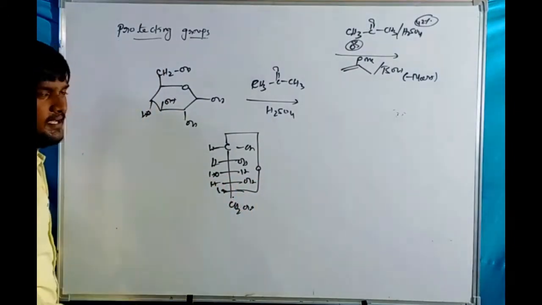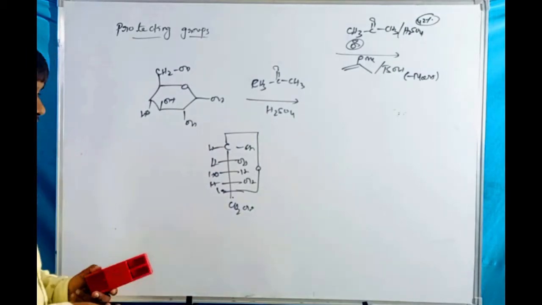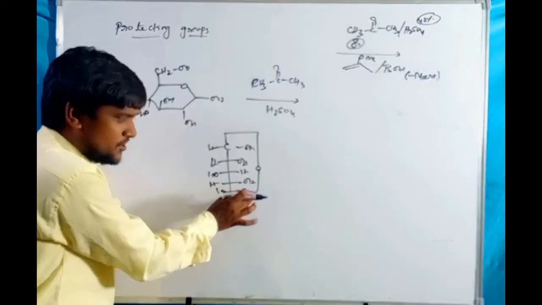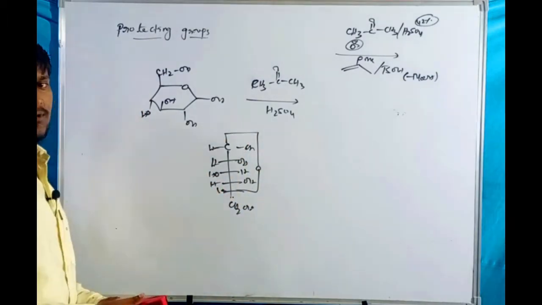HOH, HOH, OH, H, HOH, H. This is the cyclic alpha-D-glucopyranose. If OH is on the left side, then it is beta-D-glucopyranose. Now, generally, the OH attached to the fifth carbon forms a cyclic compound.